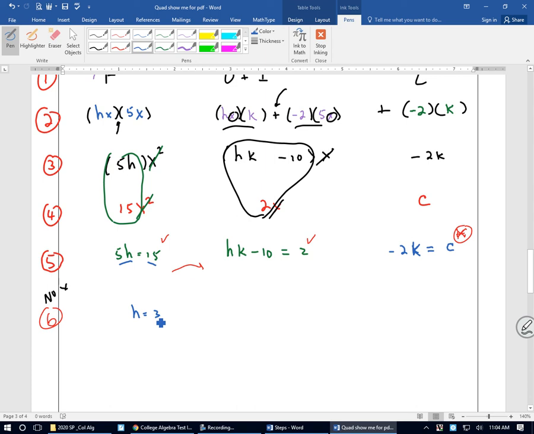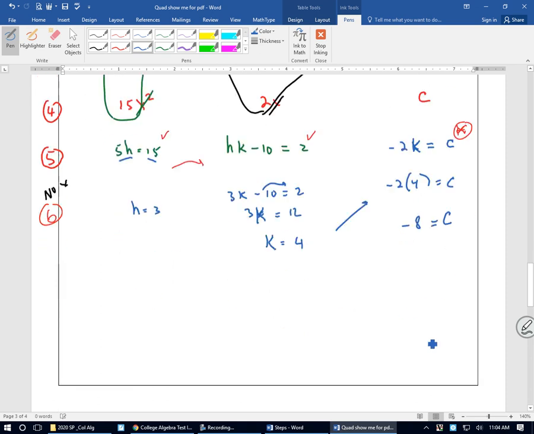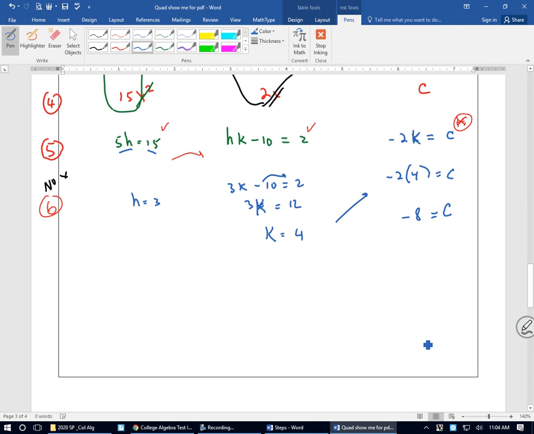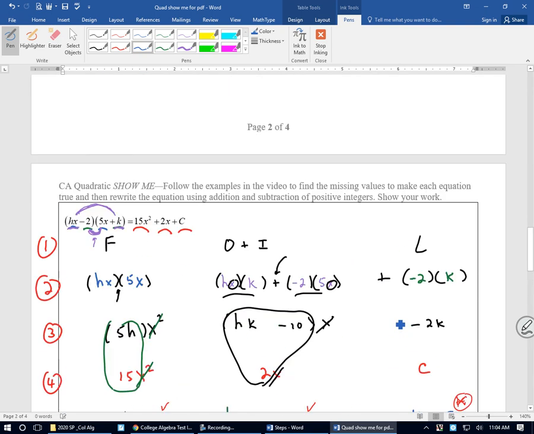If h equals 3, that says 3k minus 10 equals 2. 3k, by adding a positive 10 to both sides, equals 12. K equals 4. And if k equals 4, negative 2 times 4 equals c. C equals negative 8.